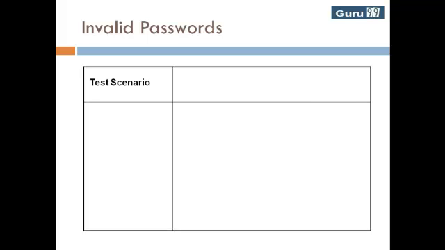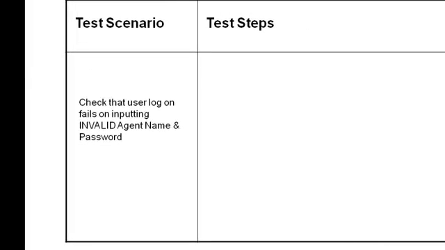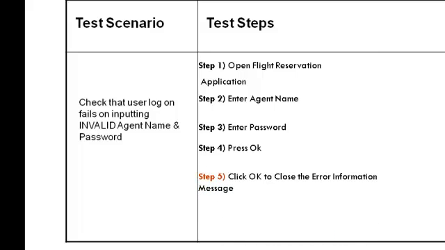Let's check out a new scenario. To check that, user logon fails on entering invalid username and password. The first four steps will remain the same, that is, open flight reservation application, enter agent name, enter password, click OK. The difference would be, step number 5, click OK to close the error information dialog box. Step number 6, close the logon dialog box.